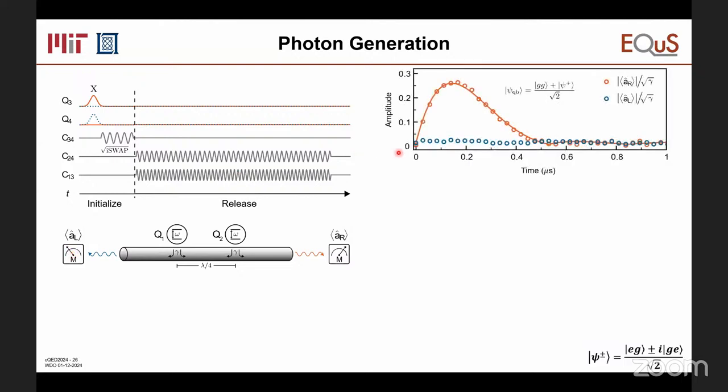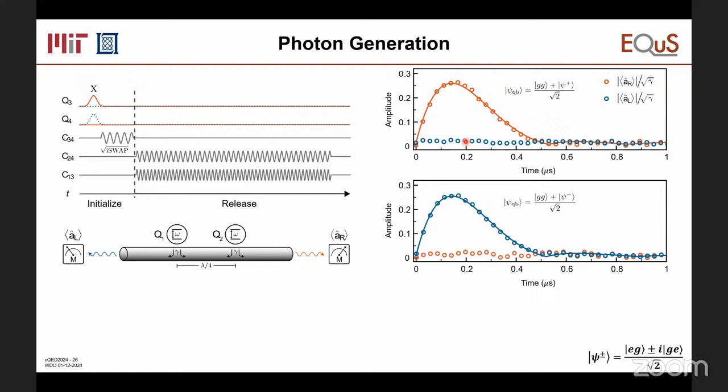And what we see is that when we send the photon to the right, we get this envelope, that's the photon itself. And if we look on the left side, nothing's coming out. And similarly, if we choose to send the photon to the left, we get this envelope for the photon and essentially nothing coming out the right side. So this is basically showing that we can get directional emission of a photon.